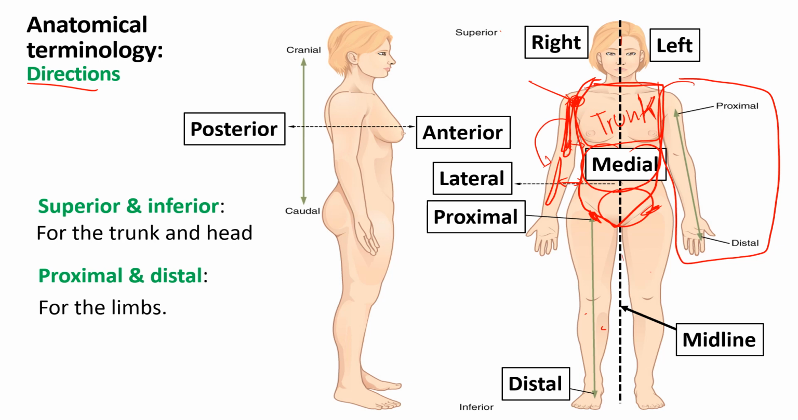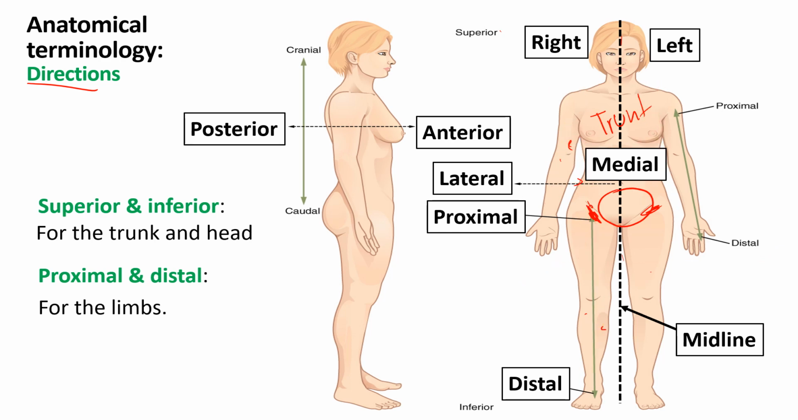If we look at this bone here, the tibia and the femur, the femur always is going to be proximal to the tibia, because the femur is the bone that actually articulates with the trunk. So the femur in this case is proximal and the tibia is distal. And then the other terms that we already know are anterior and posterior. Remember, anterior is in front, posterior is the back.